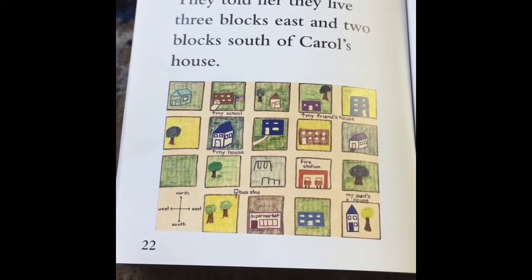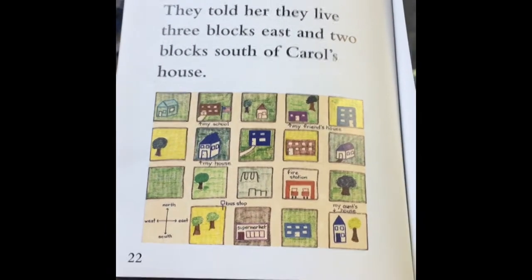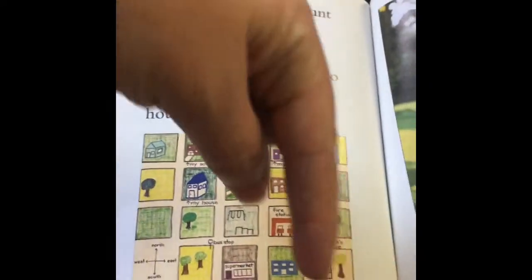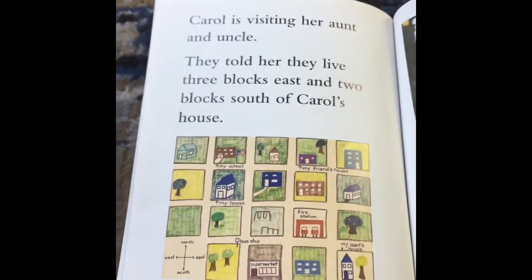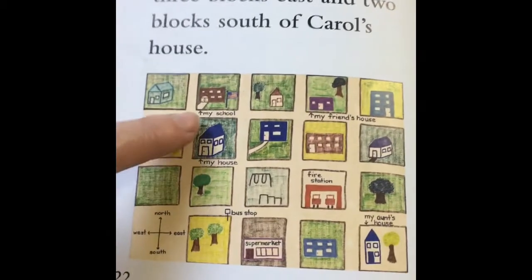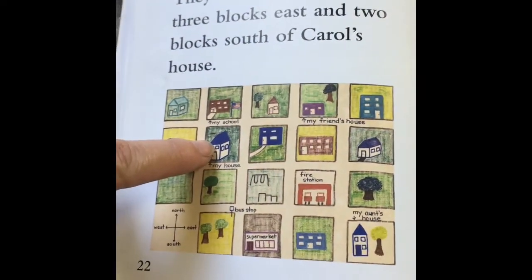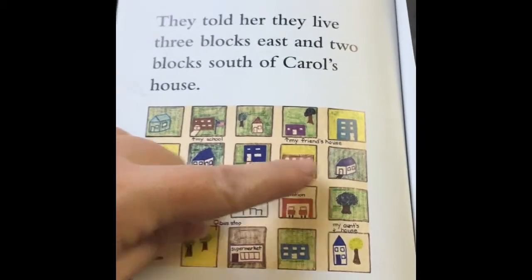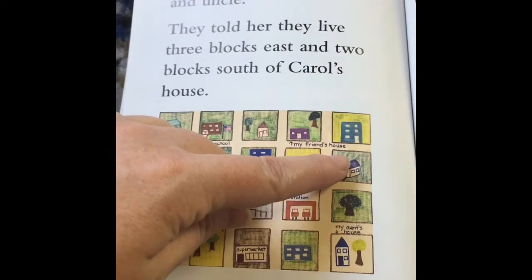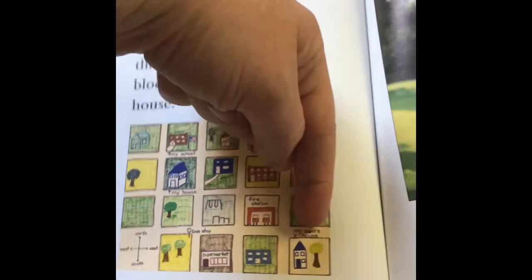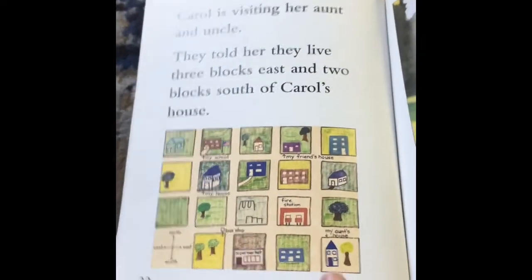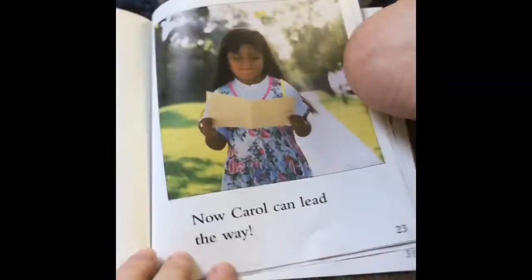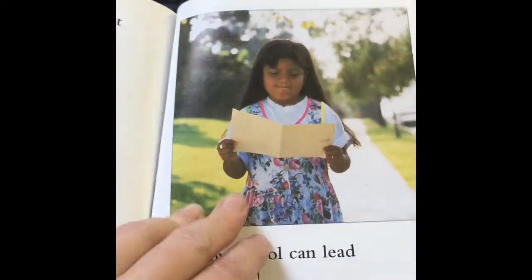Carol is visiting her aunt and uncle. They told her that they live 3 blocks east and 2 blocks south of Carol's house. Let's see if we can find where that is. We'll start at Carol's house right here. We need to go 3 blocks east. 1, 2, 3. Now we need to go 2 blocks south. 1, 2. There it is, Carol's aunt's house. Now Carol can lead the way.